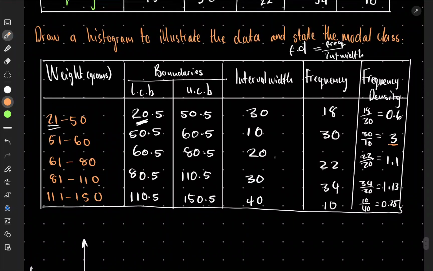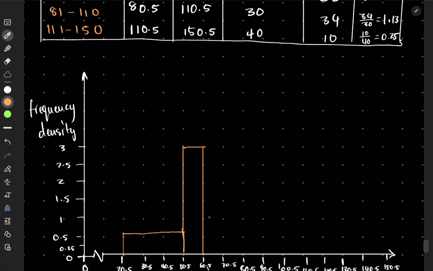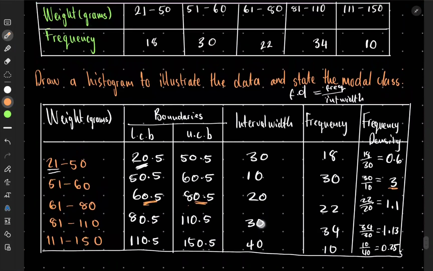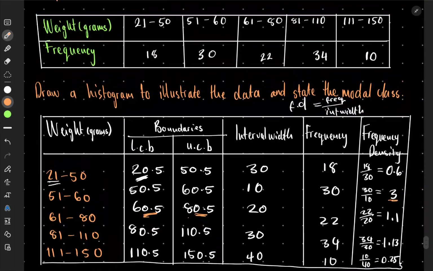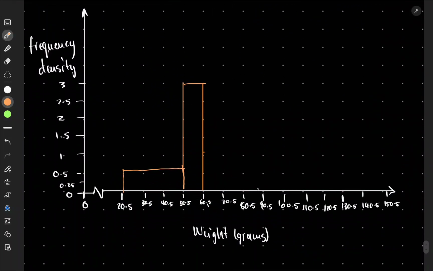And then the next one would be from 60.5 to 80.5. Okay, these are the boundaries. And it is a 1.1. So I'm going to 1, just over 1. That is where I'm having it. And it is starting at 60.5 and ending at 80.5. So it's ending at 80.5, just over 1 like this. And that's how it goes.